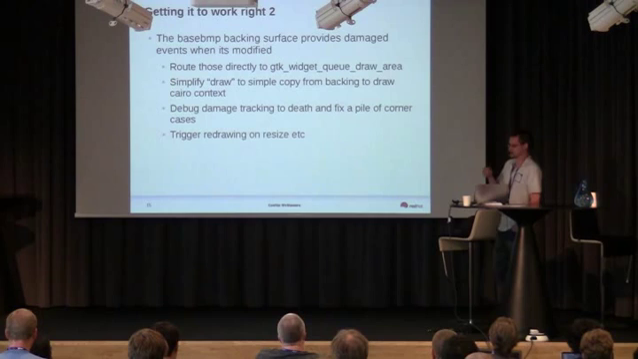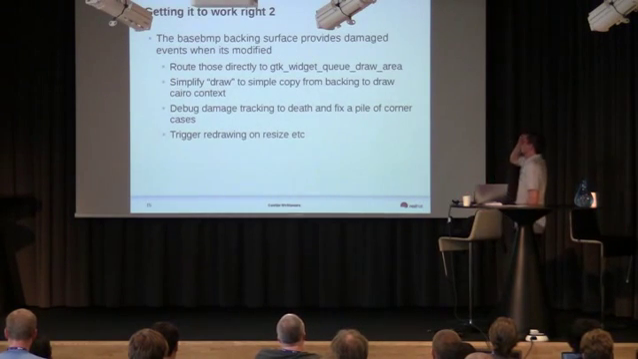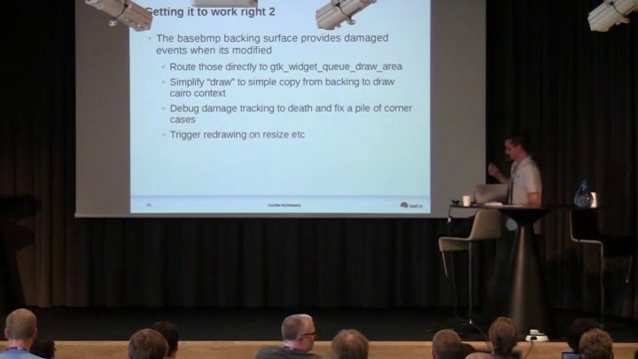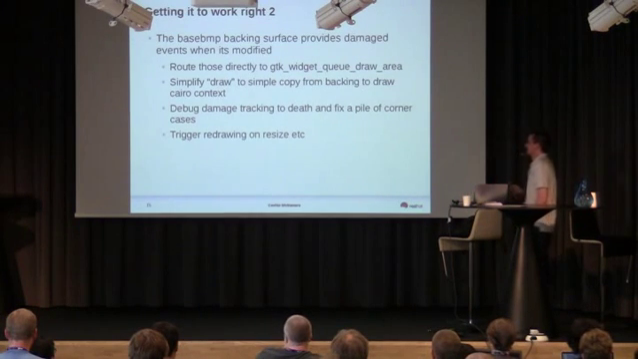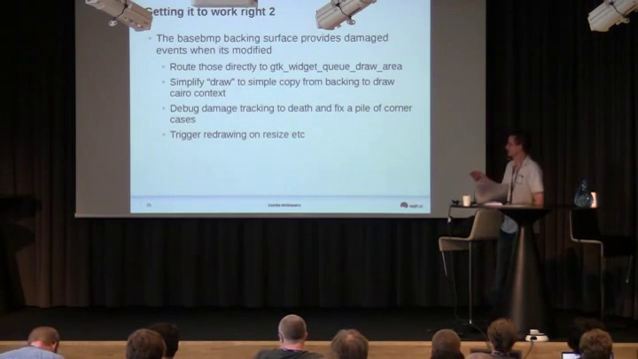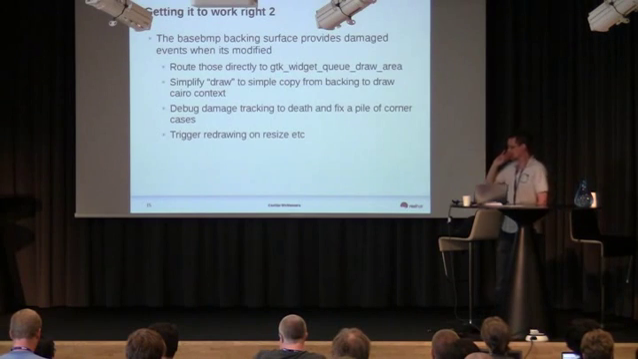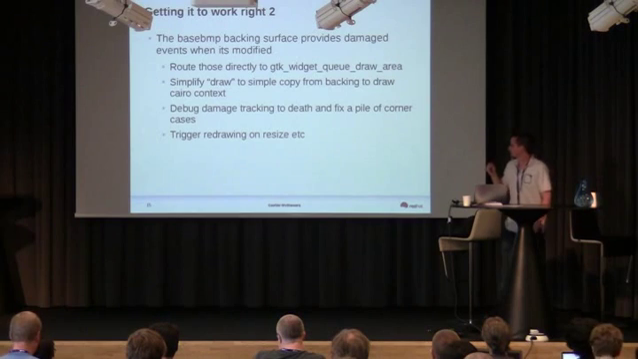At this point then we wanted to actually know what bits of it had been modified at any particular time, so Michael added damage support to all of that. The idea is that when you damage an area of the surface, we just directly route that to QDraw area. And then because of the simplified bitmap buffer I described earlier, we can just copy that section from our buffer straight to the context that was provided from draw.